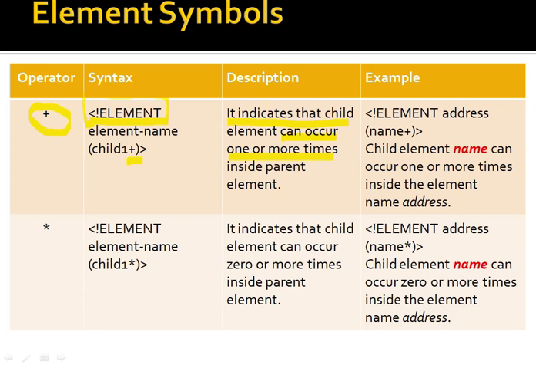It indicates a child element. This child element can occur one or more times inside the parent element. If you see the example here, element is a keyword and this is the root element, and I have a child element name plus, which means in this root address, the child element name can occur one or more times inside the element address.